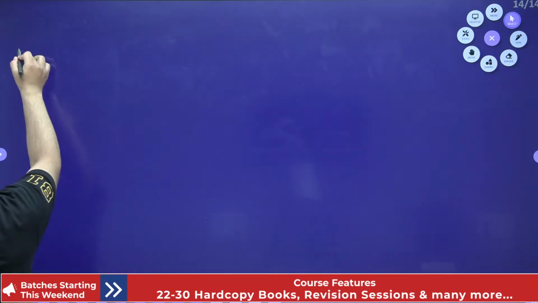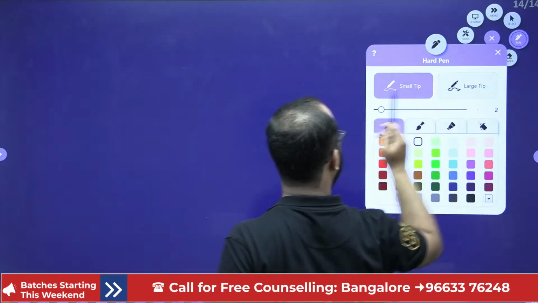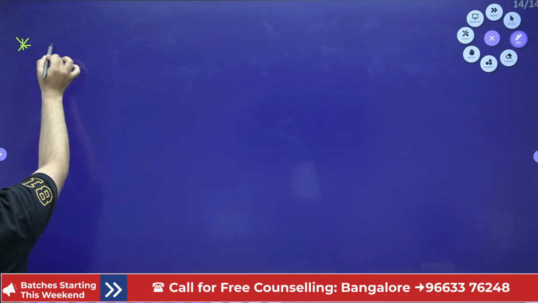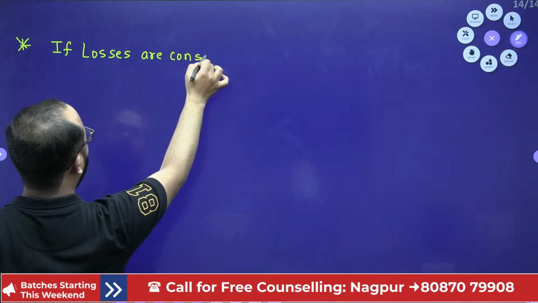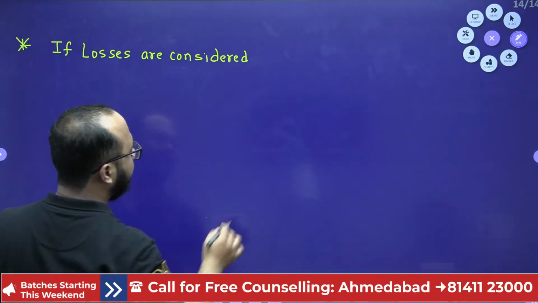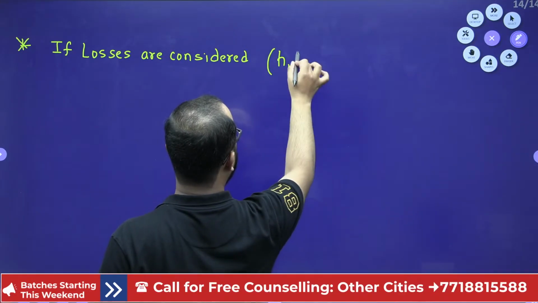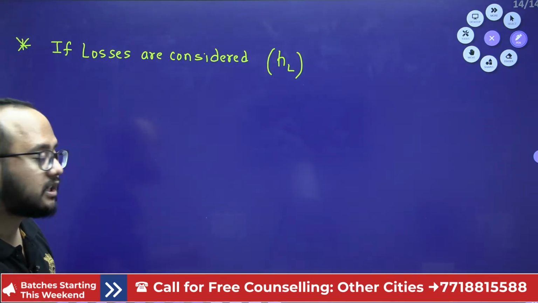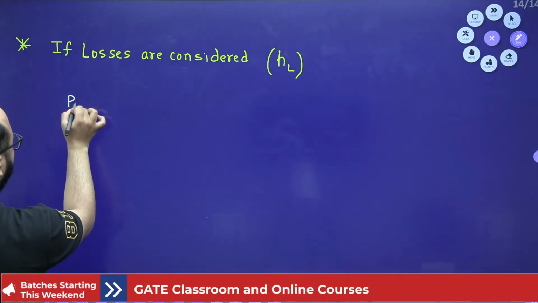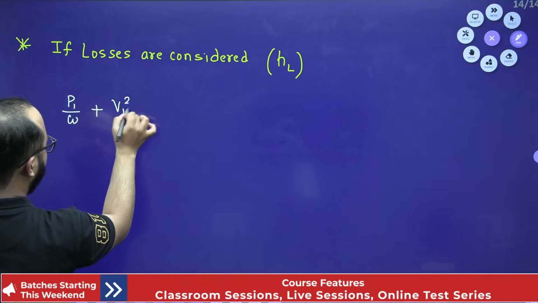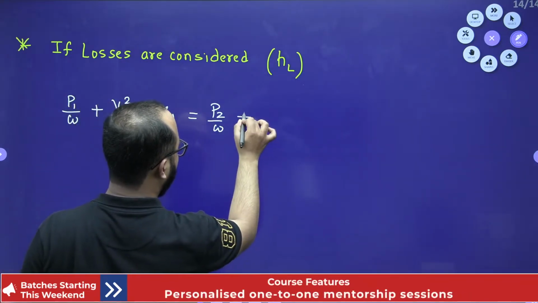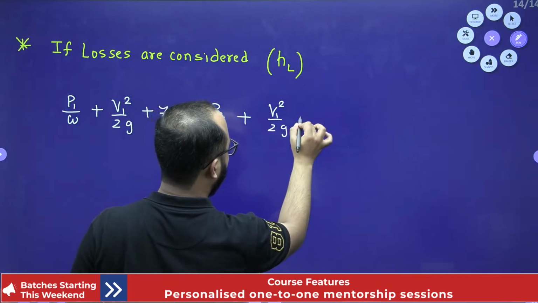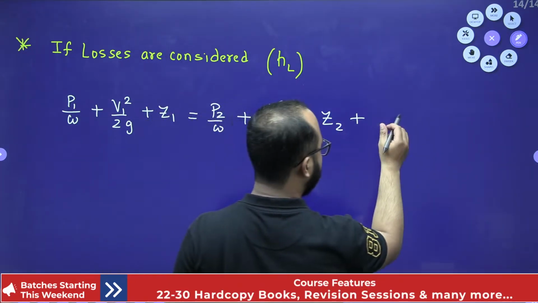In case losses are considered in the Bernoulli's equation, how will the equation look? Let's suppose they have given the value of loss also, HL. How will the Bernoulli's equation change? Try to understand. P1 by specific weight plus V1 square by 2G plus Z1 equals P2 by specific weight plus V2 square by 2G plus Z2 plus this HL value that I am taking.